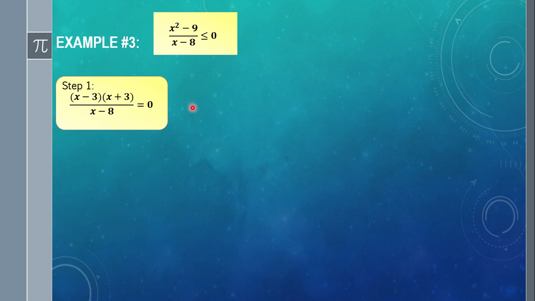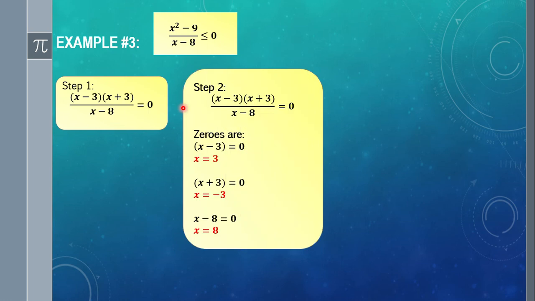Okay? And as you can see there, as we proceed to step 2, we have the zeros. In our step 2, the zeros are: x minus 3 should be equated to 0, and that's going to be x is equal to 3. x plus 3 is also part of the solution, and then that's going to be equated to 0. We have it there, x plus 3 equals 0, x is equal to negative 3. And for the last one, the denominator x minus 8 is equated to 0, and then the value of x will be 8.